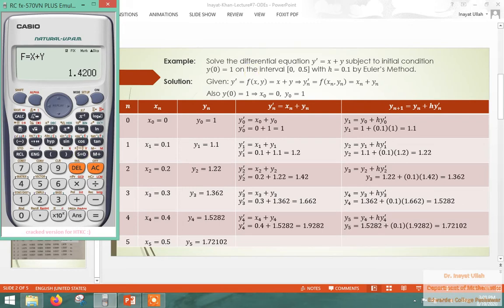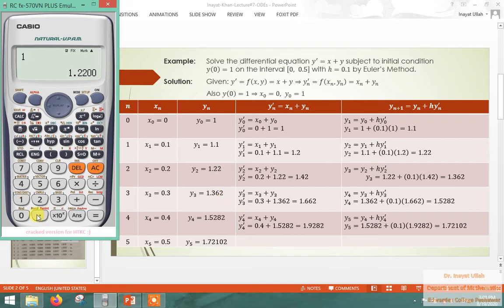So that is the value of f. This is actually f, 1.42. Then press equal sign. You'll get the value of e, which is in fraction form. So convert it into decimal form, 1.362. So that is 1.362. Now again, when you press equal sign, the new value of x is 0.3. So press 0.3 and equals to, the new value of y is 1.362.